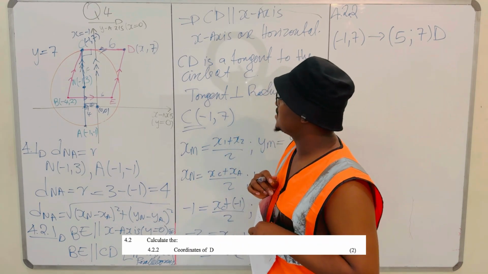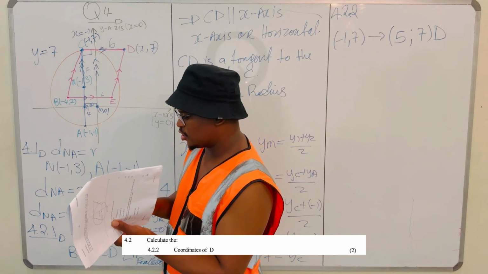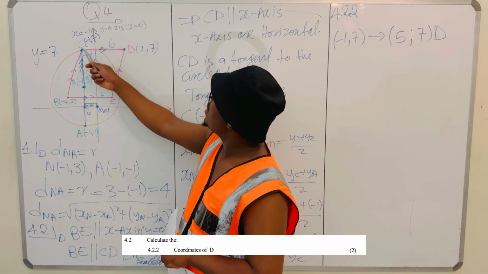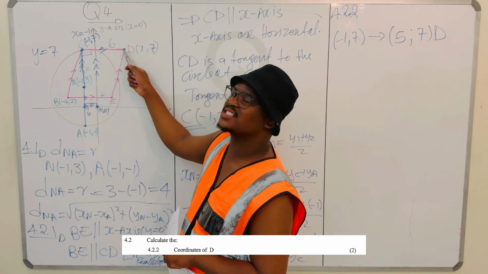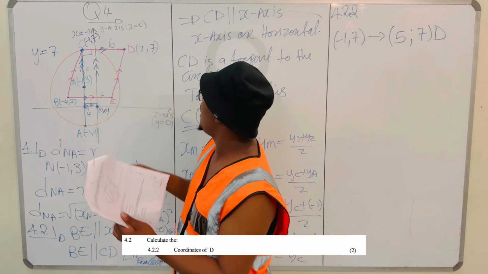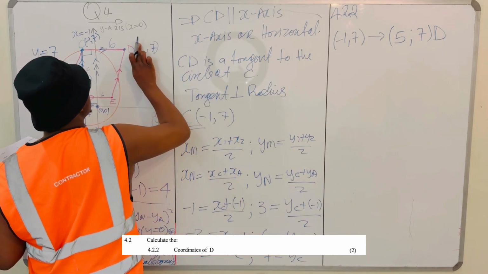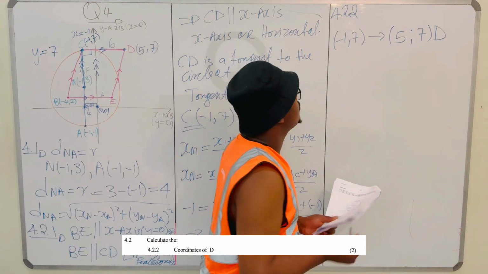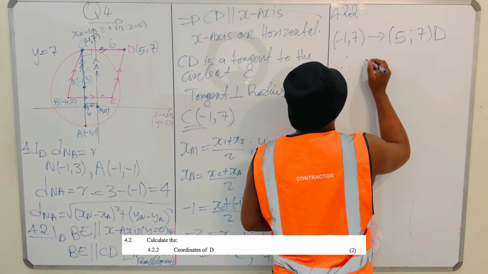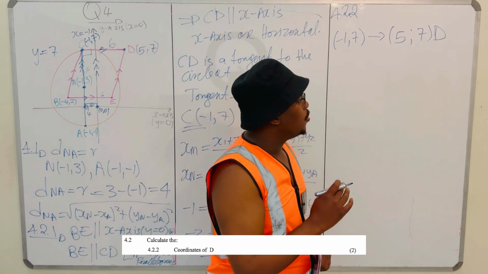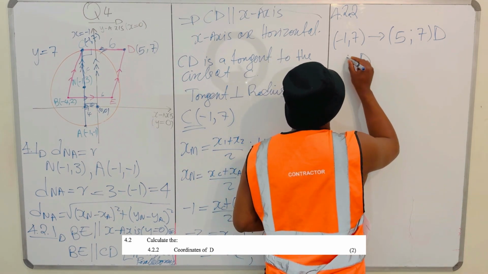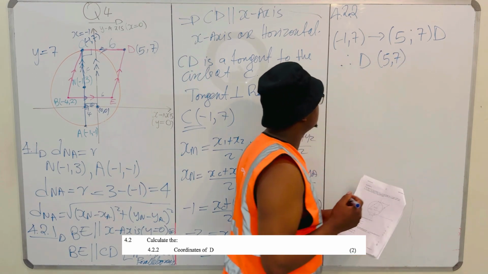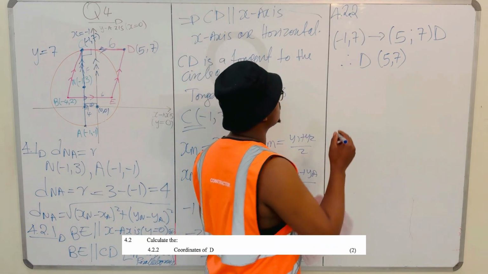I'm not sure if this makes sense. Because this thing is horizontal, you just move 6 steps in this direction. If you move from -1 and you move 6 steps in the positive direction, you'll end up at 5. So this x-coordinate here should be 5 units. So what you're saying now is that your coordinates of D are 5 and 7. We're done. We'll move to the next one.